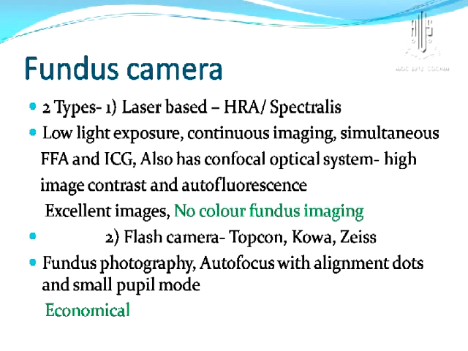There are basically two types of fundus cameras. One is the laser based, which has the HRA or Spectralis. This has a low light exposure and continuous imaging. It uses laser light to scan the fundus and take the images. It also enables you to have simultaneous FA-ICG images. It also has a confocal optical system, so it gives you very high image contrast and enables you to do autofluorescence. The images of this are excellent. The drawback is there is no color fundus imaging facility available.